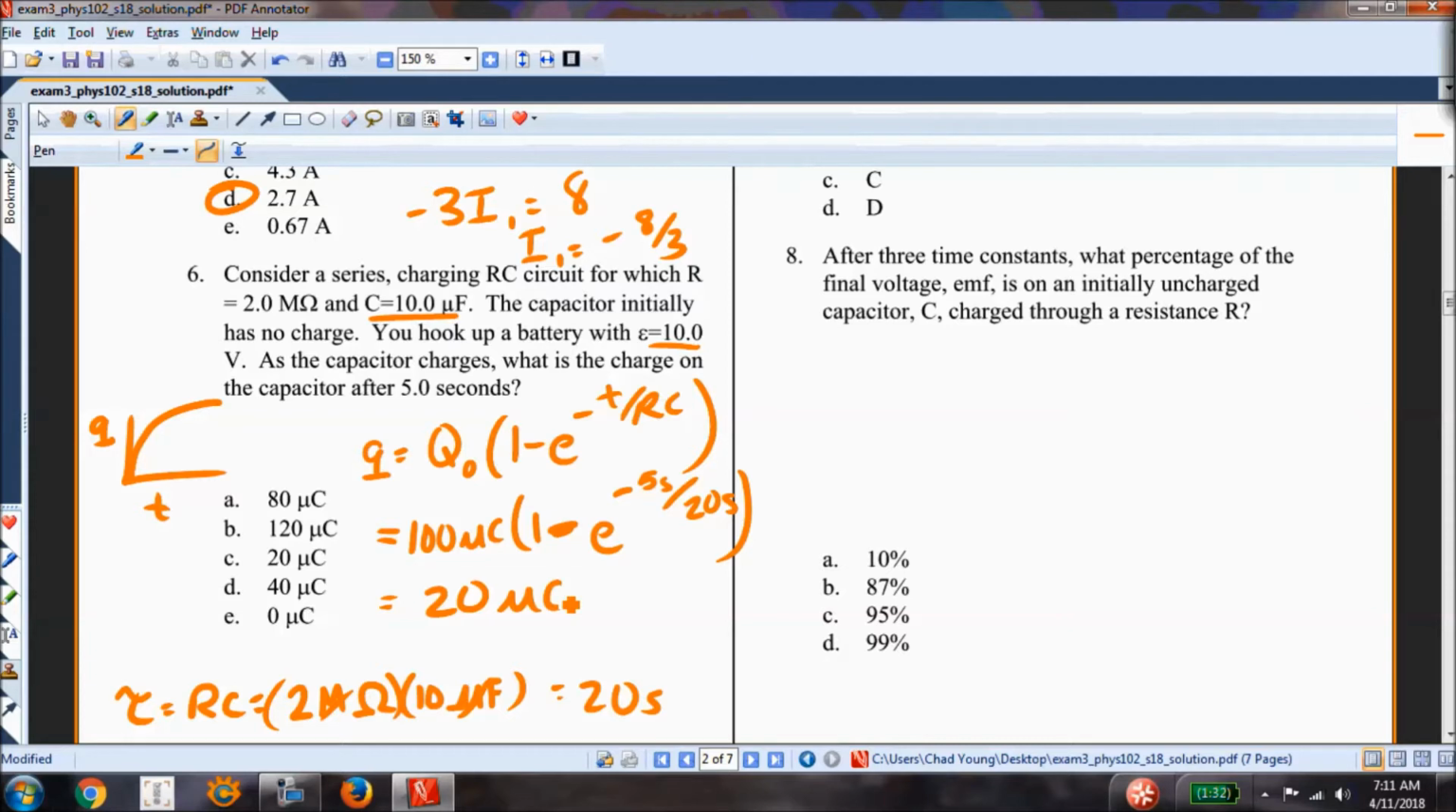Just double check that. Make sure that you can do these calculations in your calculator. So this is equal to 100 times 1 minus 0.77.